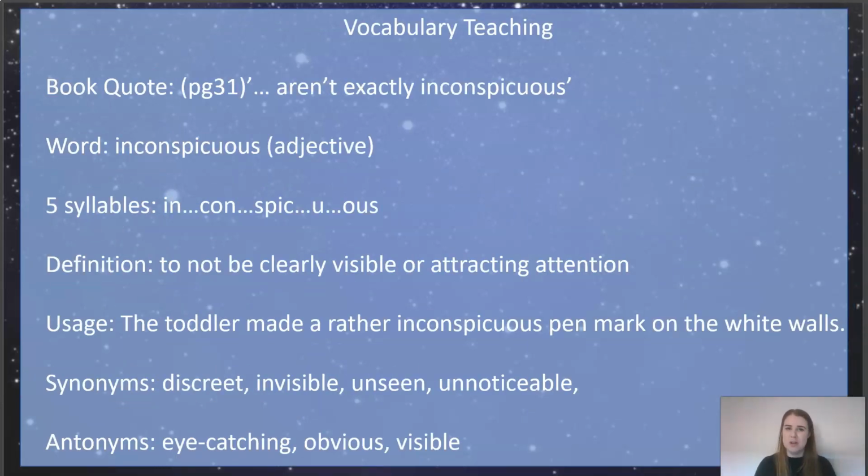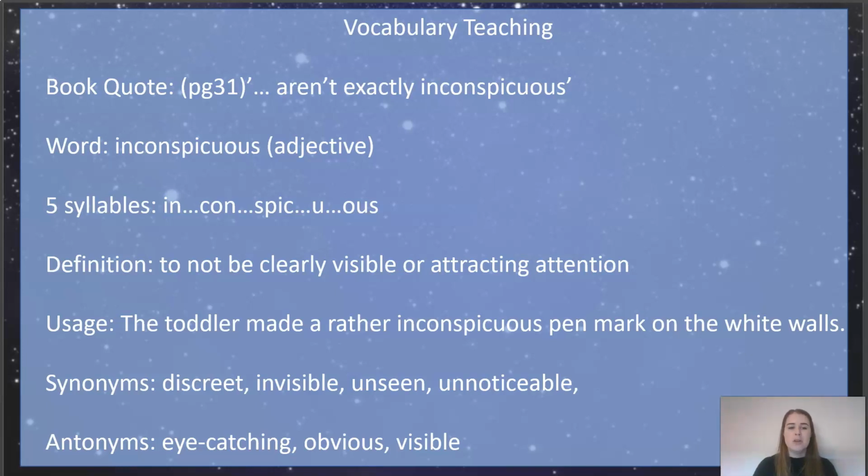So let's kick off our lesson today with some vocabulary. And I'm struggling to find some words I think you might struggle with, but I think I found some good ones in the last few days. So if you have a look at the pages in front of you, or we'll have a look at the pages when we read through our video in a minute. On page 31, aren't exactly inconspicuous. The full sentence is, dragons aren't exactly inconspicuous, are they? So the word we're going to focus on is inconspicuous. Okay, now it's 5 syllables. Okay, it's a long word. So, inconspicuous.